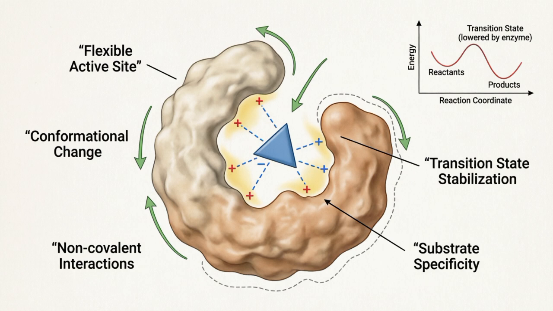In the top right corner, there is an energy graph. The vertical axis is labeled energy, and the horizontal axis is reaction coordinate. A red curve shows the reaction path, starting at reactants, rising to a peak labeled transition state lowered by enzyme, and ending at products.